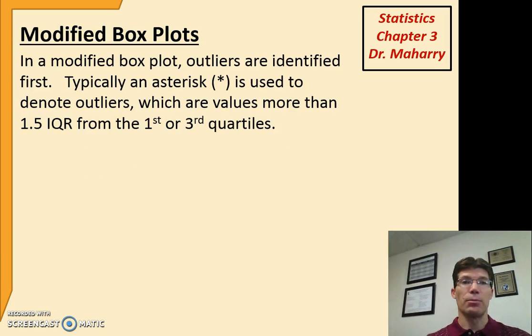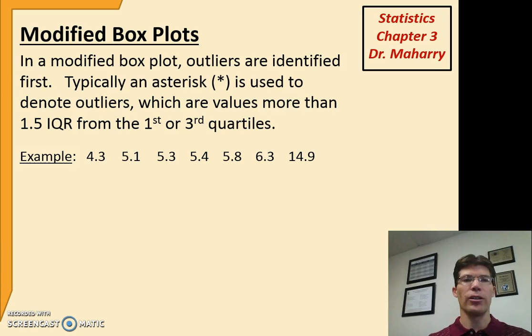Now, a modified box plot is the same idea. We have those same 5 numbers: the minimum, the maximum, the lower quartile, the upper quartile, and the median. The difference is that if we have outliers, which are values that are very extreme, in a modified box plot we pull those outliers out and denote them with an asterisk. To identify outliers, we look for values that are more than 1.5 interquartile ranges away from the outside of the box. We'll talk about the IQR in just a second.